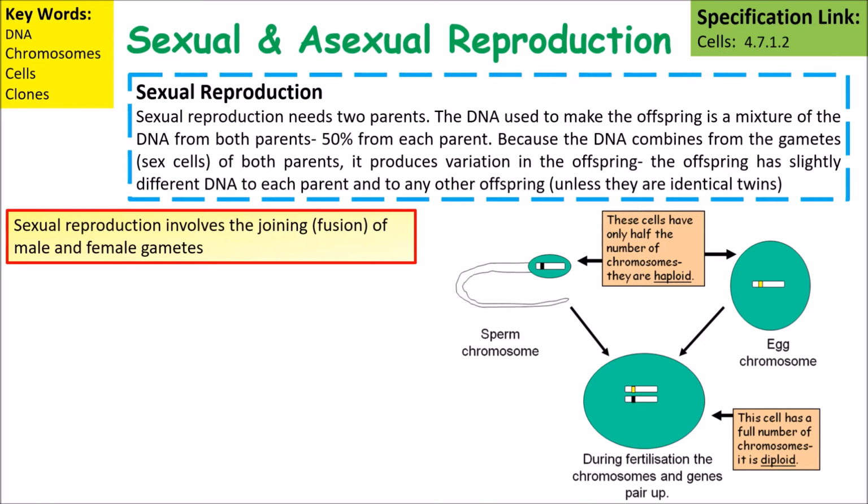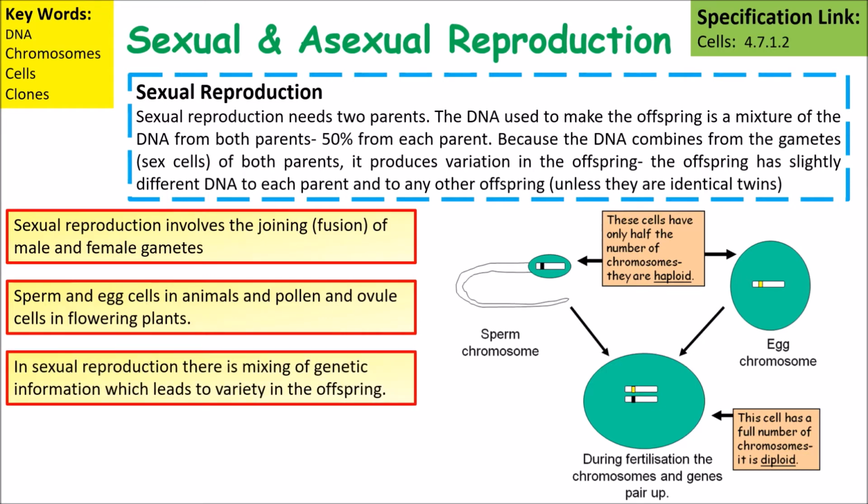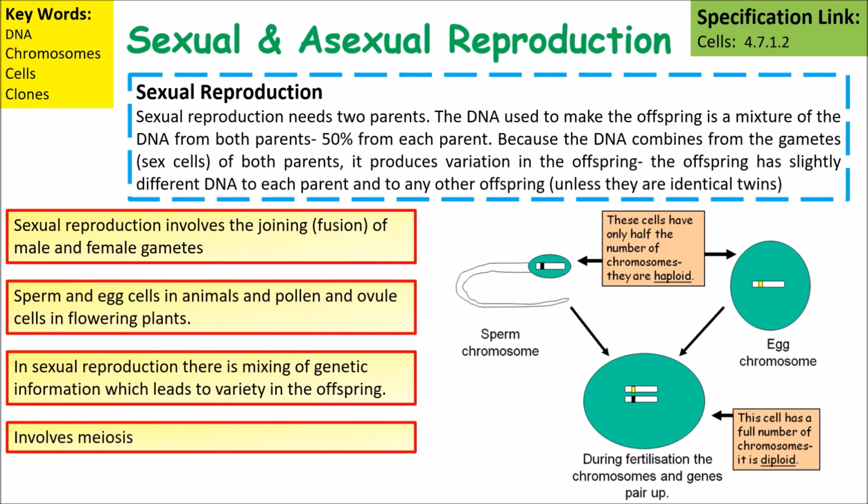Sexual reproduction involves the joining or fusion of male and female gametes, so sperm and egg cells in animals and pollen and ovule cells in plants. In sexual reproduction, there is a mixing of genetic information which leads to variety in the offspring, and it involves meiosis.